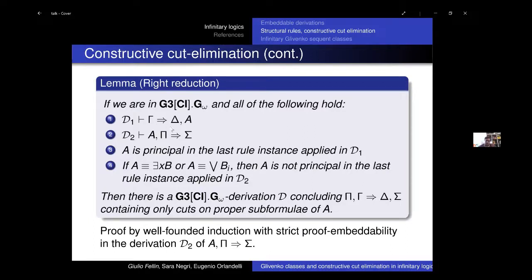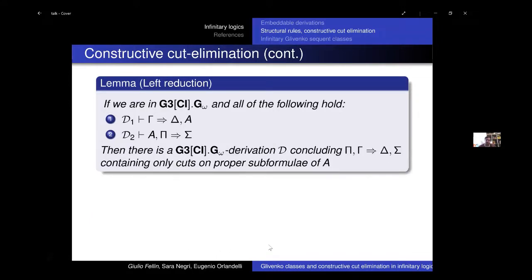So we cut the formula A from these two, containing only cuts on proper subformulae of A. The proof is done by well-founded induction with strict proof embeddability in the derivation D2 of A, pi arrow sigma. Okay, a similar result can be shown for left reduction.